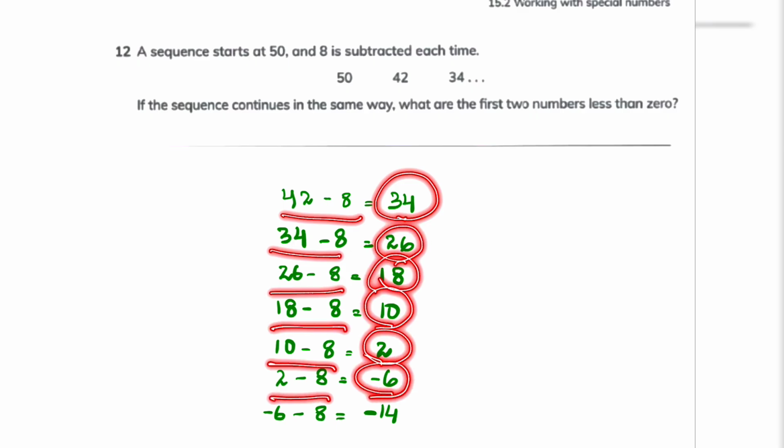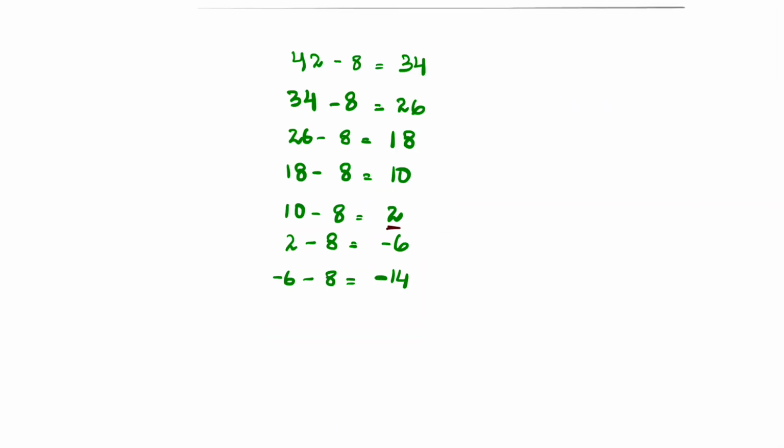Now we have to find out 2 numbers that are less than 0. 10 minus 8 is 2, which is greater than 0. 2 minus 8 is minus 6. Minus 6 is less than 0. Another number is minus 6 minus 8, which is minus 14, and it is also less than 0. So these two numbers will be recorded. We are looking for these two numbers.